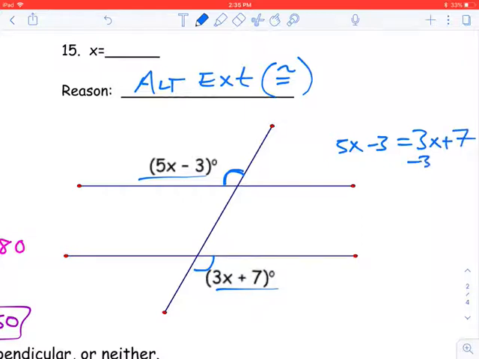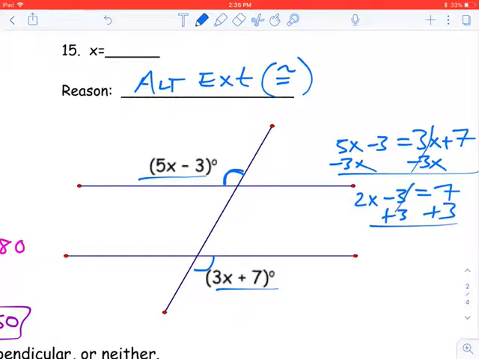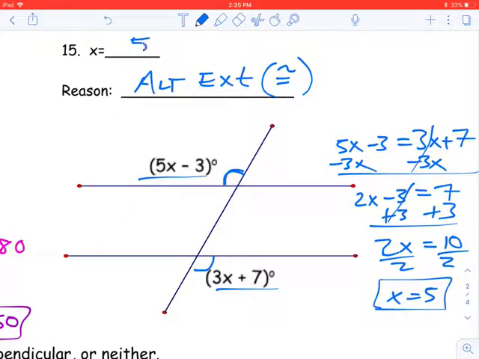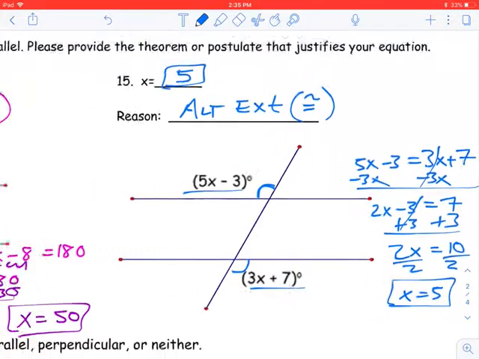And so I want to get x on the same side of the equal sign. So I subtract 3x. I get 2x minus 3 equals 7. Add 3 to both sides to get x by itself. Now I've got 2x equals 10. And finally we divide by 2, x equals 5. So 5 is my x value.